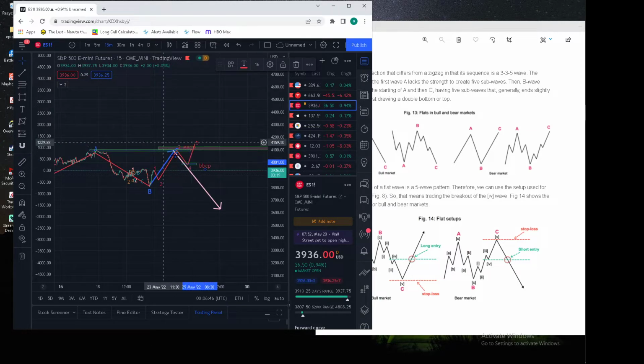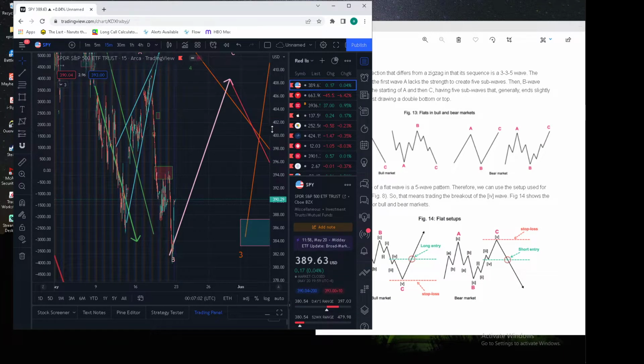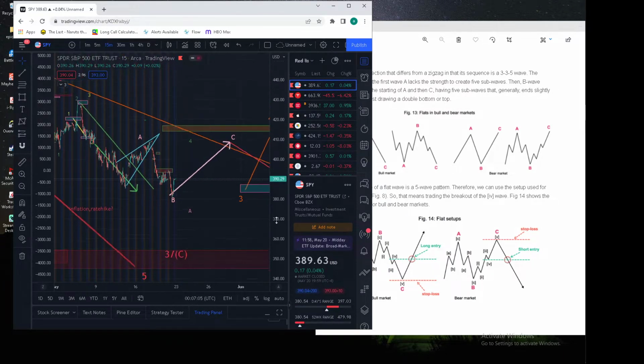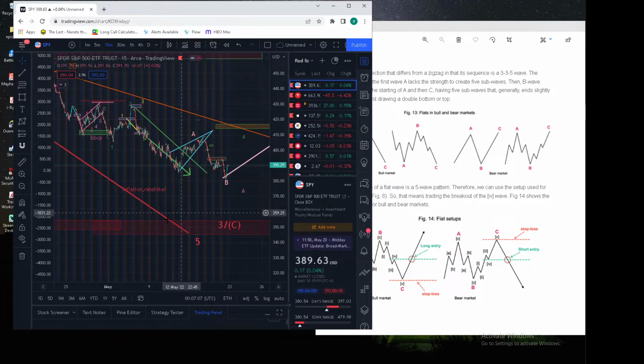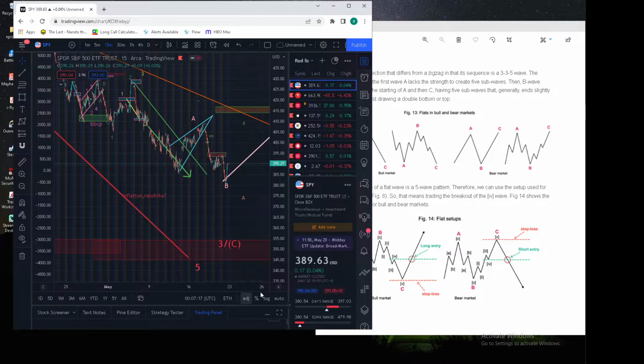Because if we do get a rejection here and we don't find support here, it would definitely be wise to load up on the puts. Because in my opinion, I think 350 is coming next. And I've had this box here at the 350 level for a long time. But that's not really the end of wave C though. Wave C ends all the way down at 240.